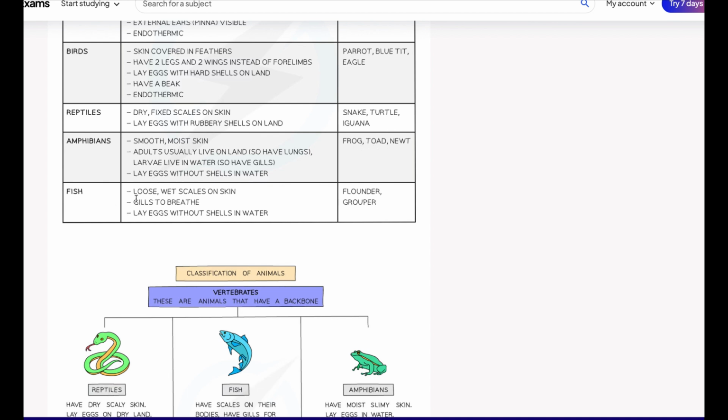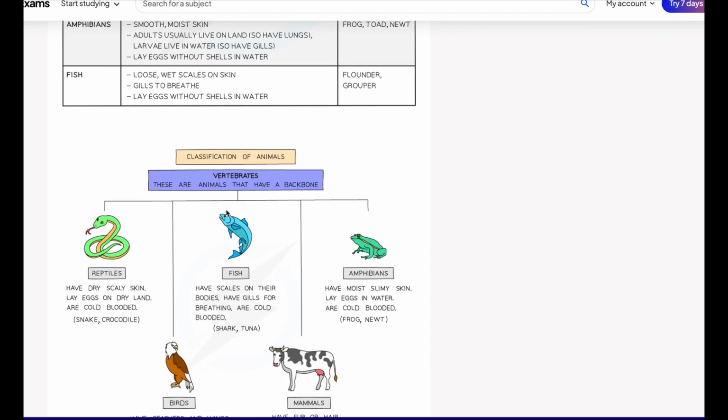The last but not the least of the vertebrate animals is the fish. The fish have loose, wet scales on their skin, and they have gills to breathe. They don't have lungs; they have gills for respiration, and they lay eggs without shell in the water. Good examples are the flounder, the grouper, and so on. Okay, so this is for the vertebrates.